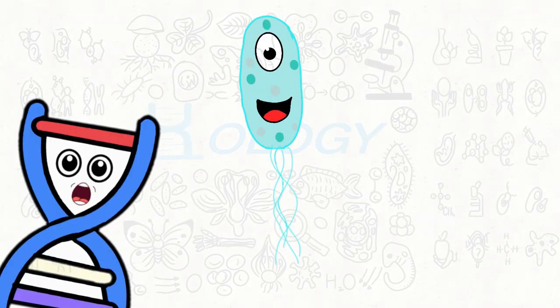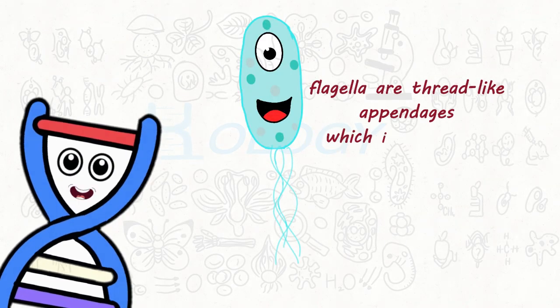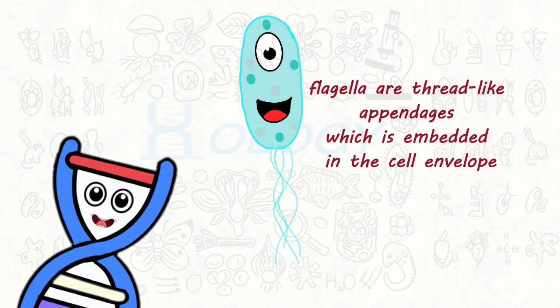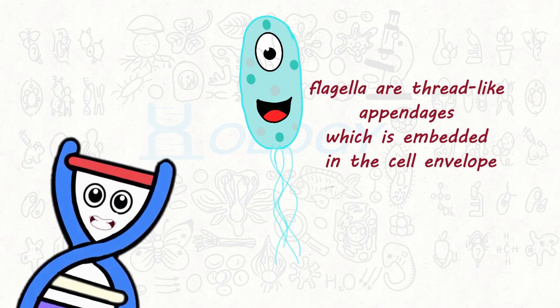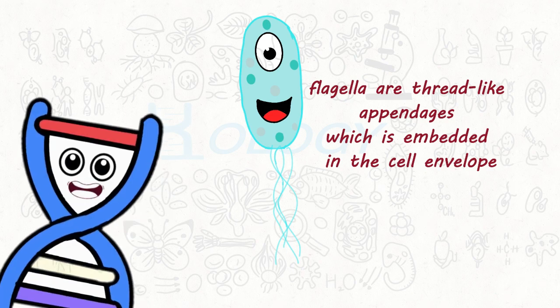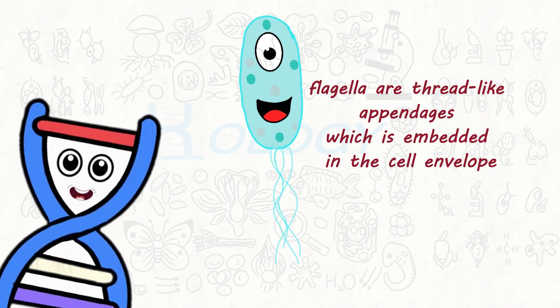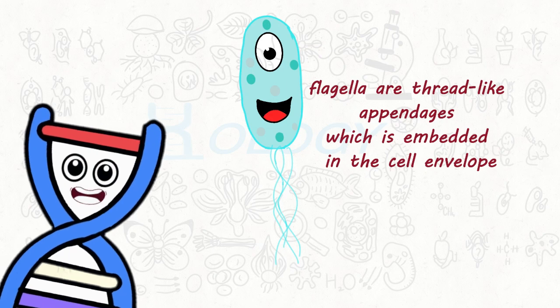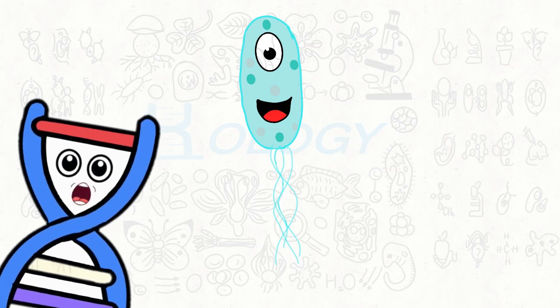Flagella. Bacterial flagella are thread-like appendages which are embedded in the cell envelope. These structures are responsible for motility in bacteria. Nevertheless, bacteria that lack flagella may still be motile. A type of gliding motility can be achieved by the flexible movement of the whole cell.